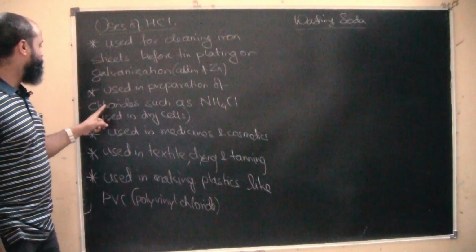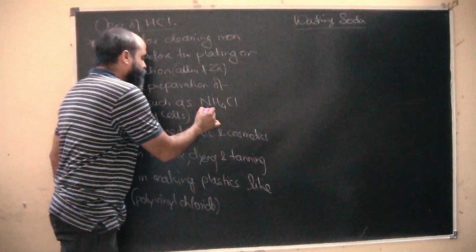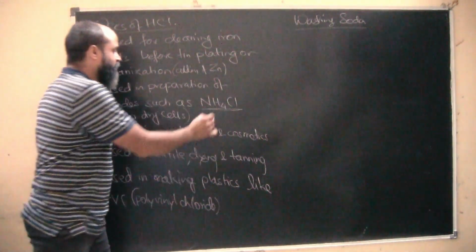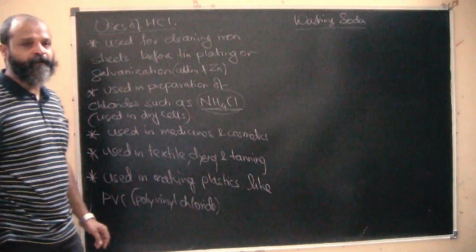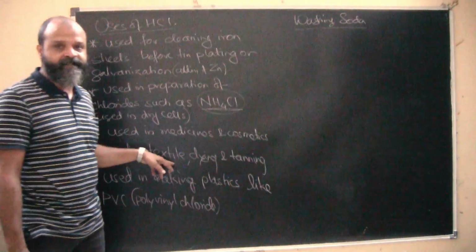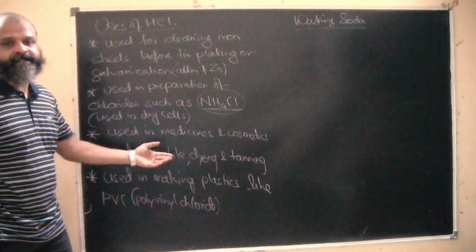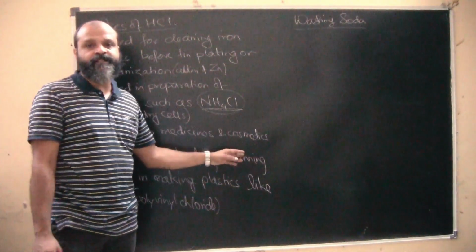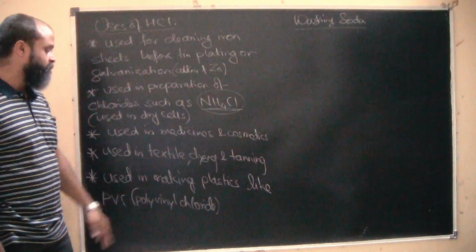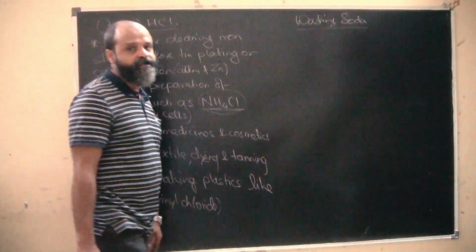It is used in preparation of chlorides such as ammonium chloride. Now ammonium chloride has a use because it is used in dry cells. So ammonium chloride is prepared by HCl. It is used in medicines and cosmetics. It is used in textile, dyeing and tanning. Textile industry uses it, coloring industry uses it, tanning. It is used in making plastics like PVC, that is polyvinyl chloride, and we all know what is the use of plastics.